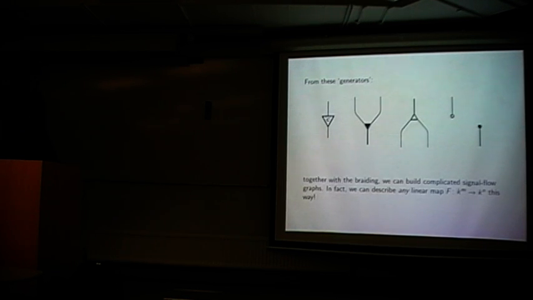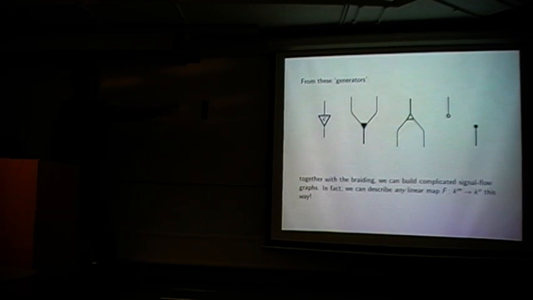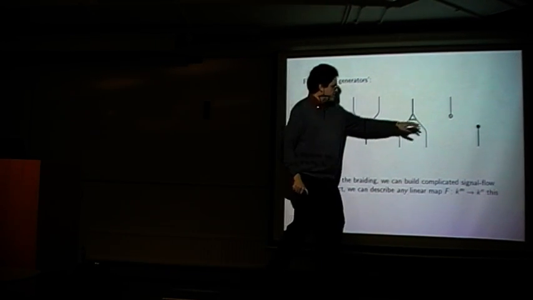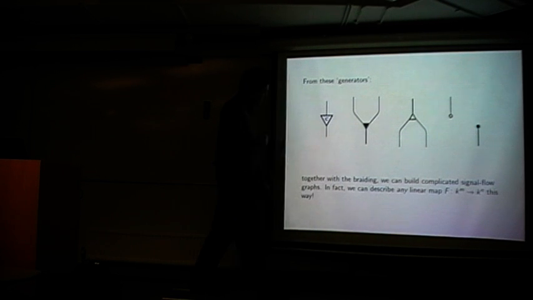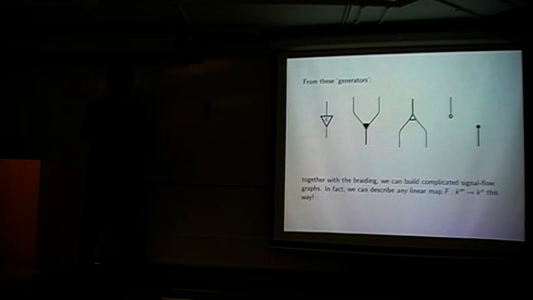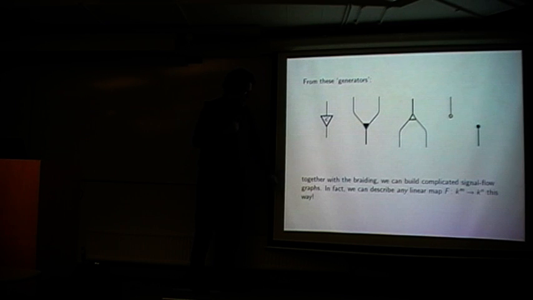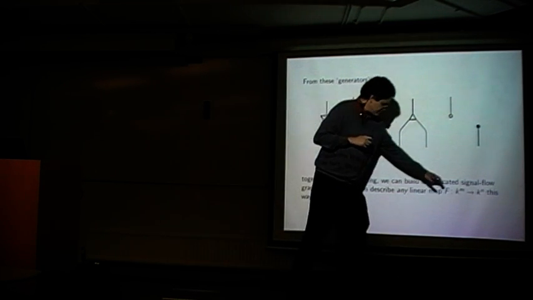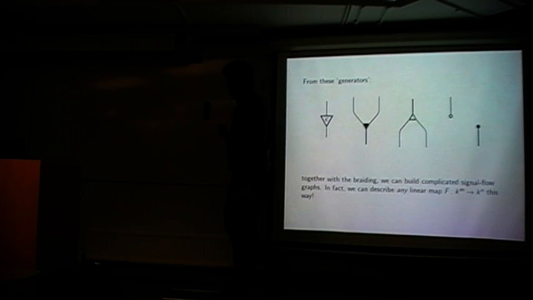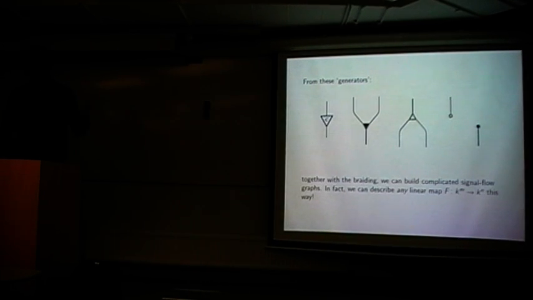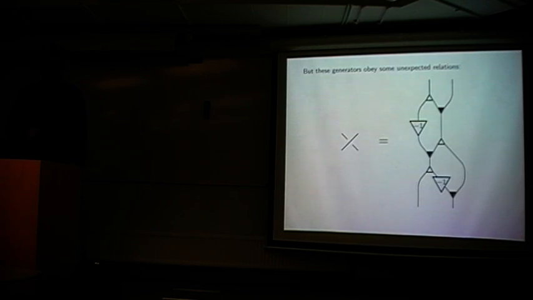So these are our generators: scalar multiplication, addition, duplication, deletion, and 0. And it turns out that with these, together with the braiding, which is sort of implicit in the symmetric monoidal category, you can build lots of signal flow graphs, and in fact you can describe any linear map from any finite dimensional vector space to any other one out of these generators. So that's a theorem, which I'll say a bit more about. But the interesting thing is that these generators obey some unexpected relations.